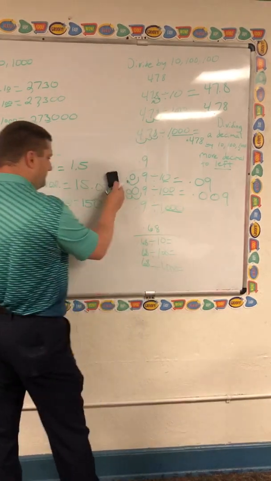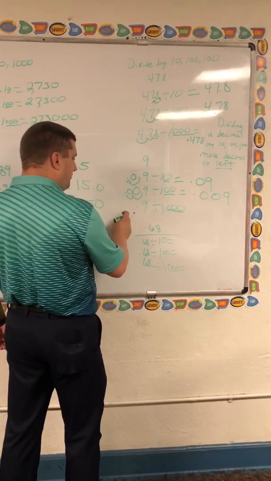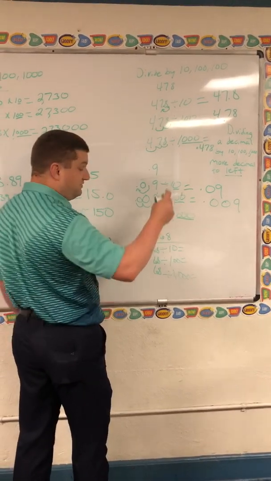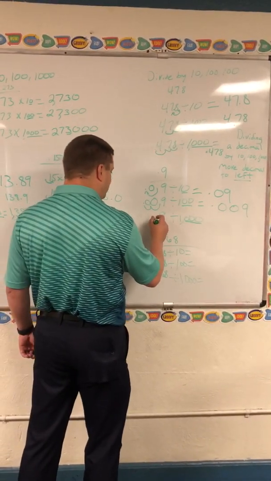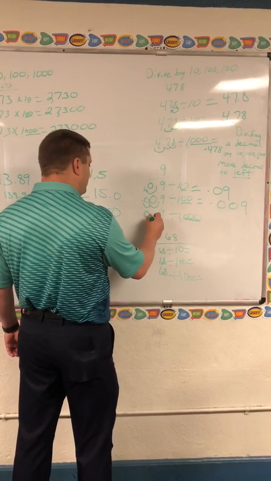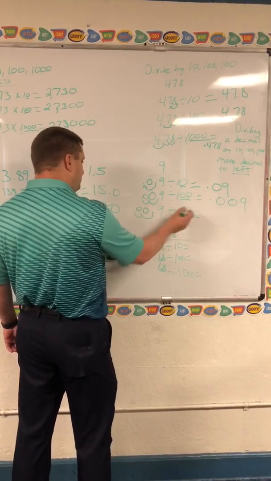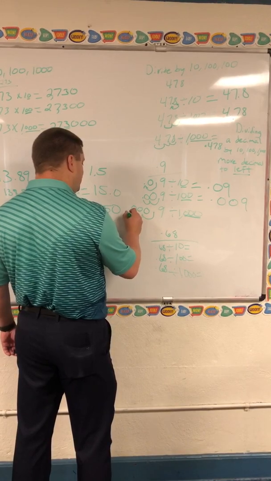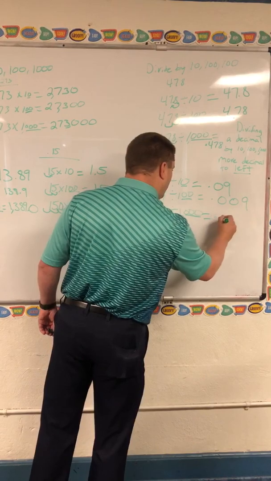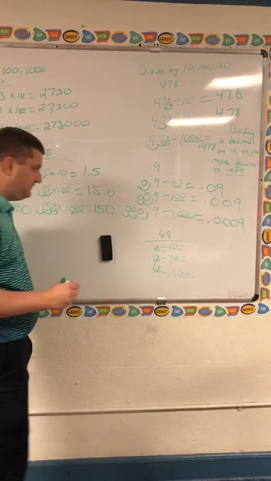So 0.9 divided by 100 equals 0.009. And last but not least, you have 0.9 divided by 1,000. 3 zeros means you've got to move it to the left 3 times. So annex a 0. There's 1. Annex another 0. There's 2. And because this is 3 spots, you have to do another 0. And there's 3. So your answer equals 0.0009.